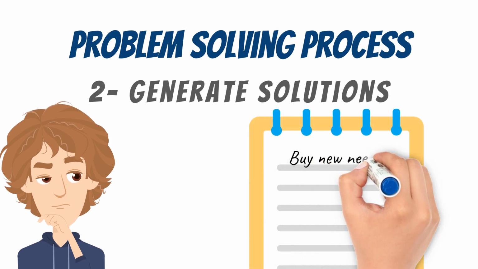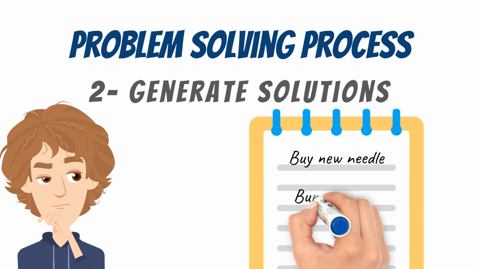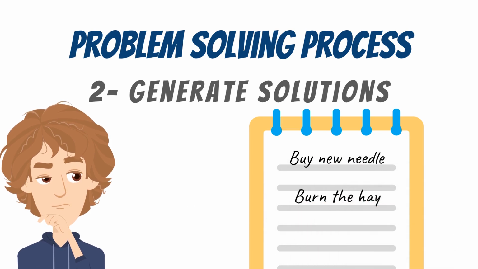So, our friend the farmer wants a needle? Get him a new needle. Or burn the hay and searching will be easier. Or split the haystack into small piles and search manually.